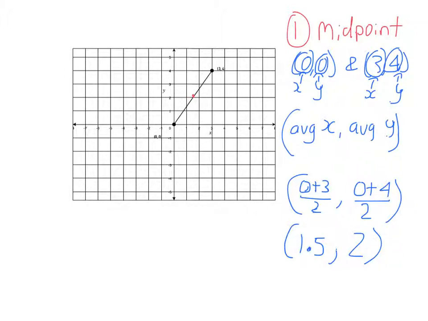And (1.5, 2) is close to my original guess. So x is 1.5, about there, y is 2, there. The point is just about where I guessed, halfway in the middle of the line. Easy as. All right, let's go and find the length of this line segment.